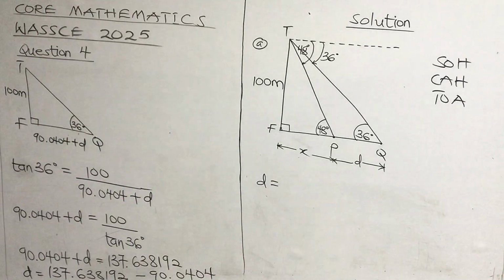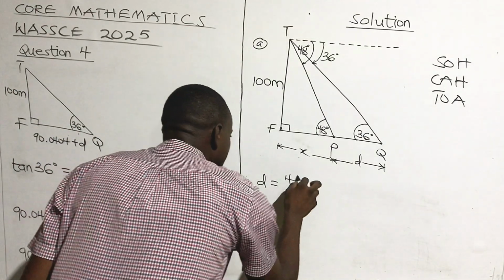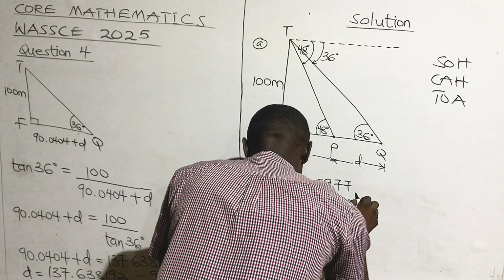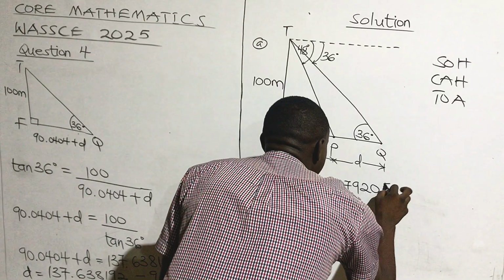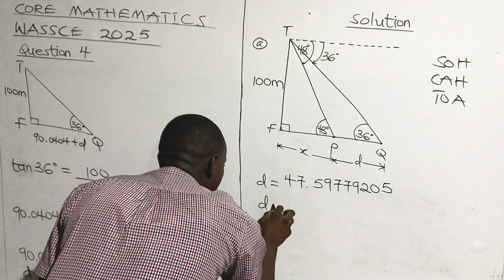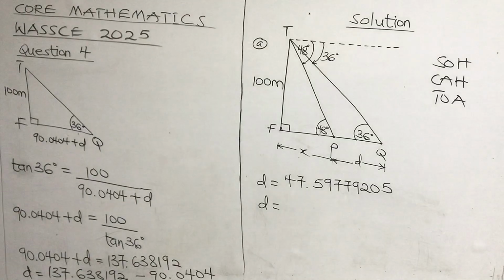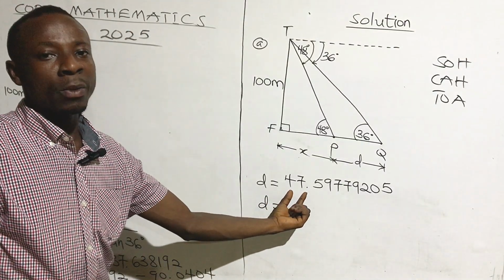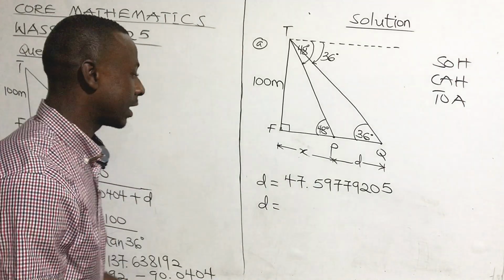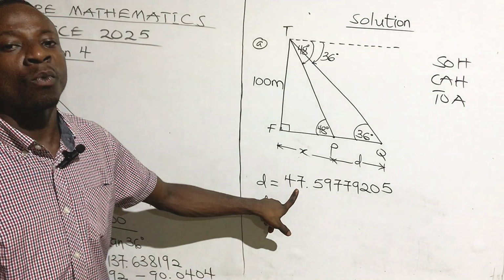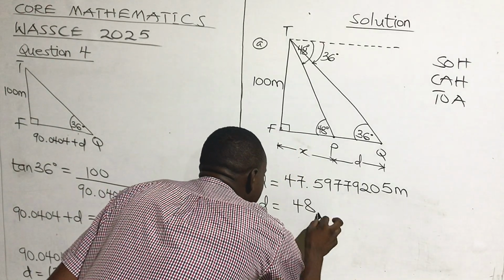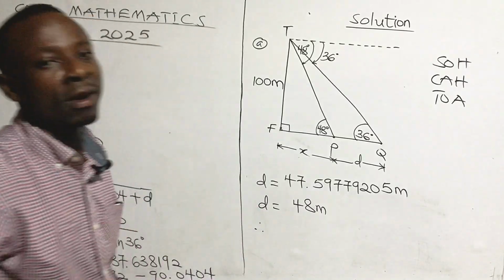So when you take the difference, what do you think we are going to get? So we have 47.59779205. But the question said we should correct to the nearest meter. So over here, the whole number we have here is 47. The number that follows is 5. In that case, we are going to add 1 to the whole number. So we have 48 meters.